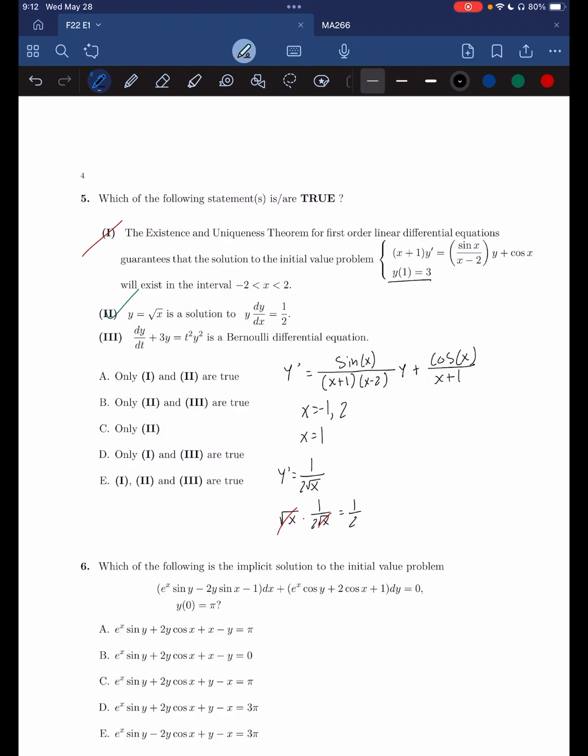And finally, dy dt plus 3y equals t squared y squared is a Bernoulli differential equation. This is very true. Why, you ask? Because I will show you in just 1 second.